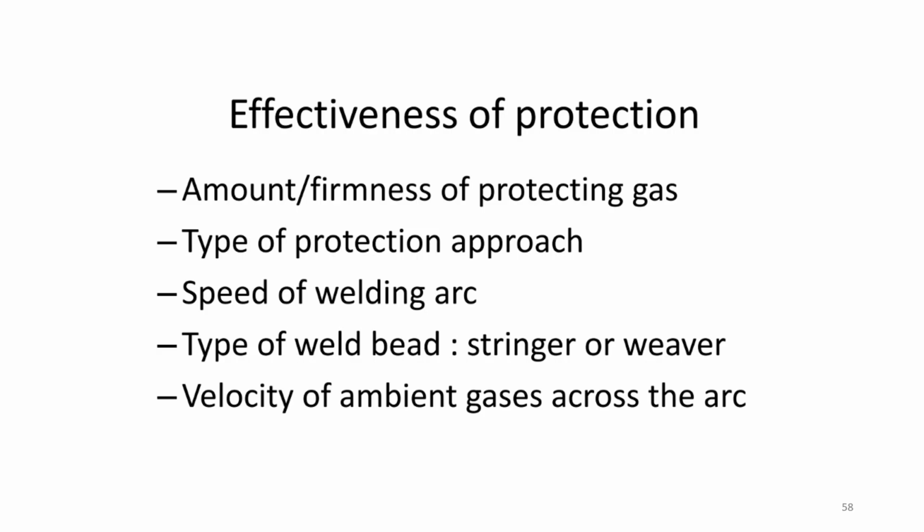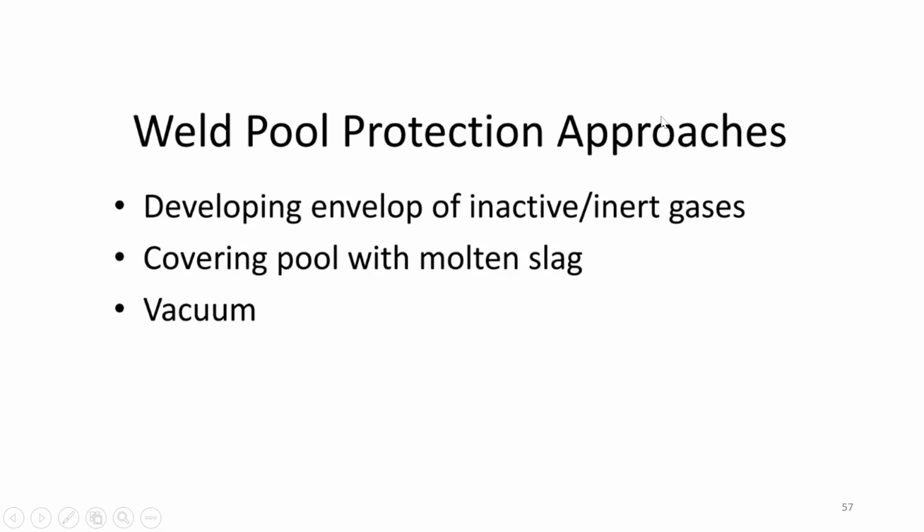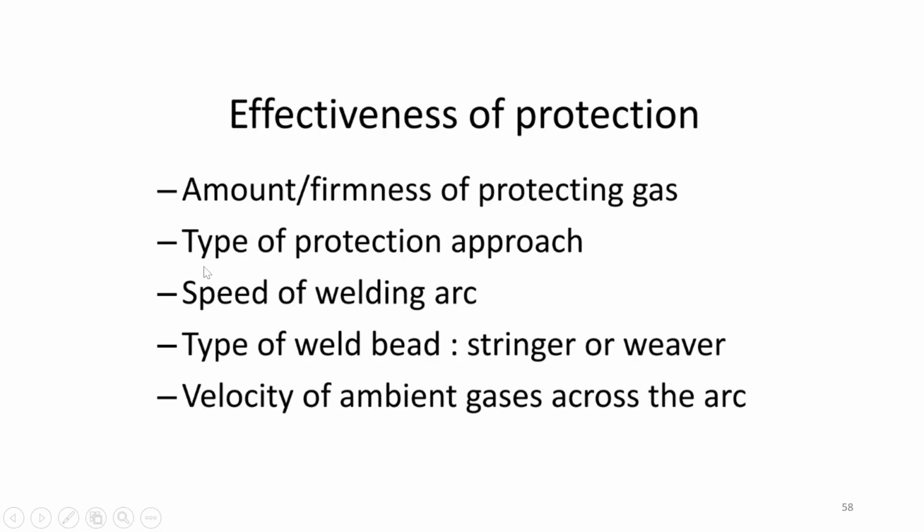Next is the effectiveness of protection. It depends on the amount and firmness of the protecting gas. If the gas you are using is heavier and is not diluting very fast, then it will protect the weld pool for longer times. And the amount that is used. Type of protection approach: which type is used? Either molten slag, or some inert gas, and if inert gas, which type of inert gas, or vacuum. All these three will provide different effectiveness for protection.